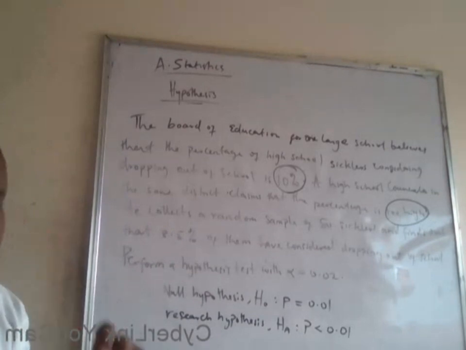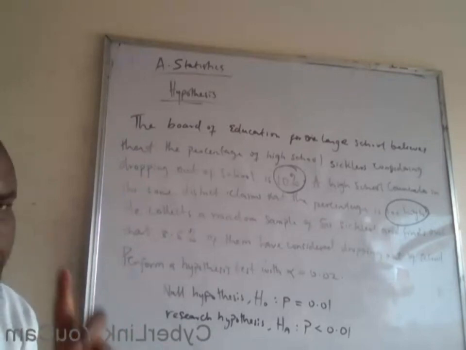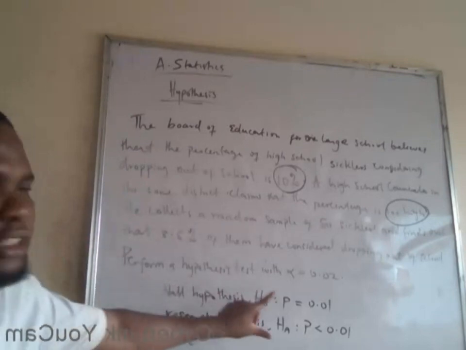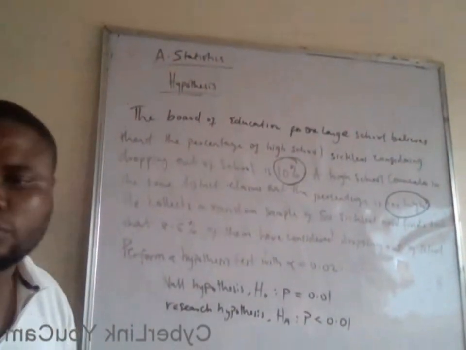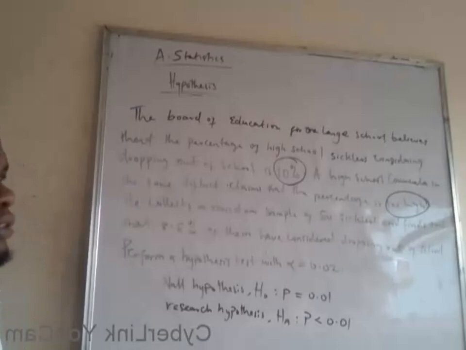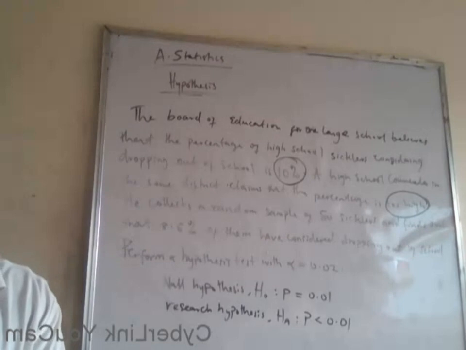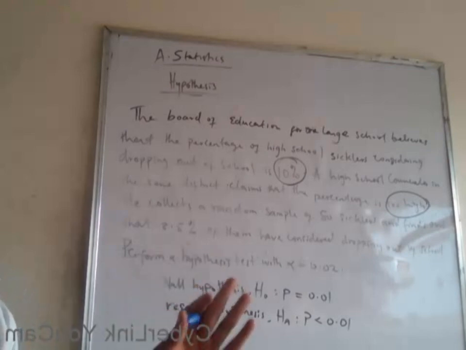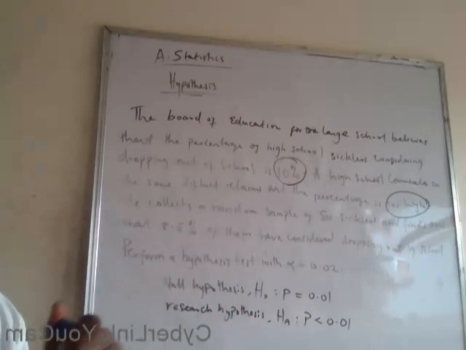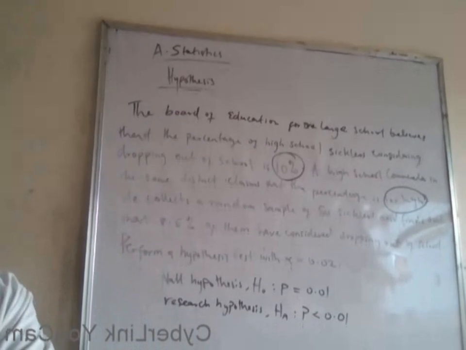This is the first step. The first step is to state the hypothesis, and this is how we state the hypothesis. So this is the first step to writing hypothesis. All right. The second step is to test the collected data using the appropriate sampling technique.